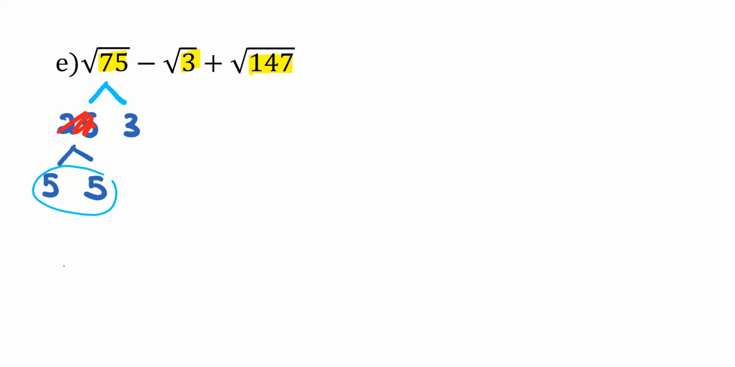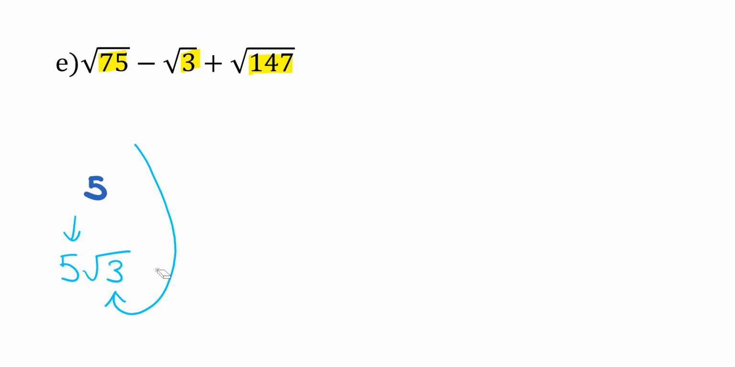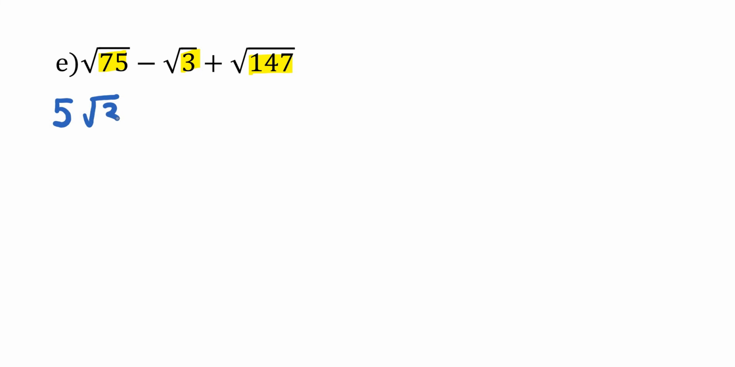So my pair here is a 5. So pairs go on the outside. And this 3 would go on the inside there. So root 75 breaks down into 5 root 3. Okay, let's erase this. So this is going to be 5 root 3 minus root 3. I can't break down the 3 for the second term there, so that can remain the same, plus.